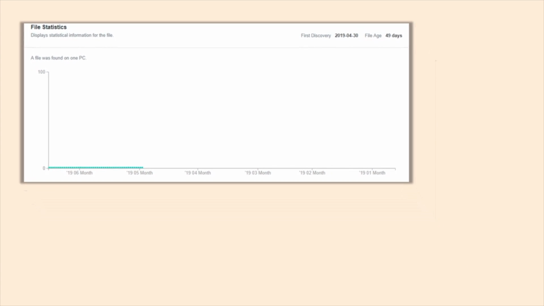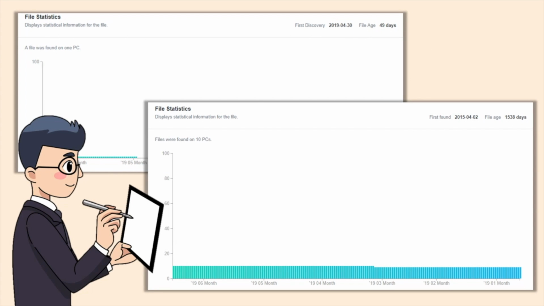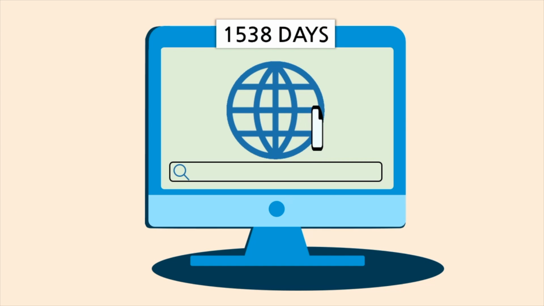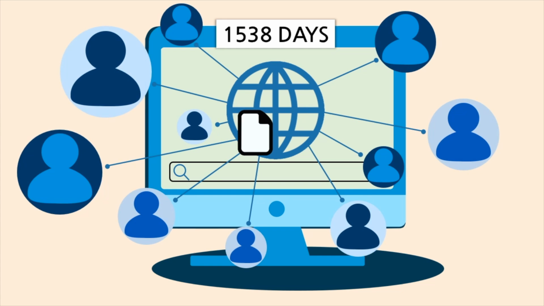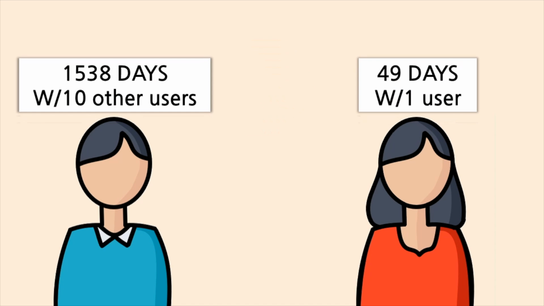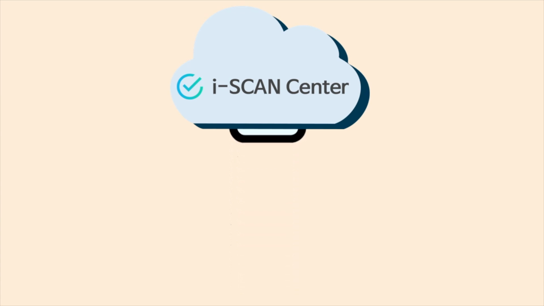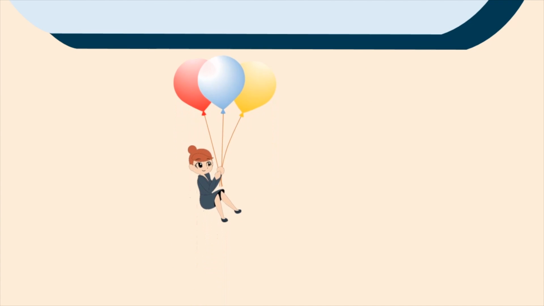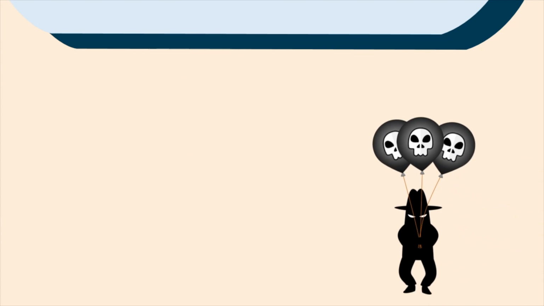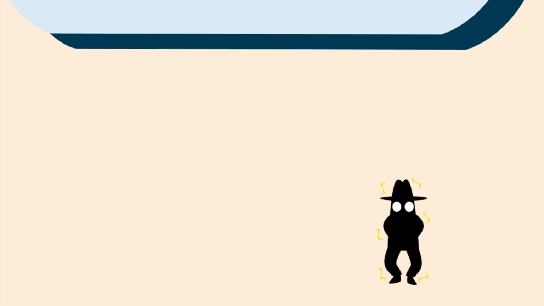Comparing the test file with the set of files from before with 3 warning signs, you can tell that this file has been circling around the net for a long time, with 10 other users with the same file, which makes the safe signs from before way more reliable than a file that hasn't been around for that long. So next time you stumble upon some questionable file that you just can't simply discard, try uploading it on iScan Center and put those malware problems to rest.